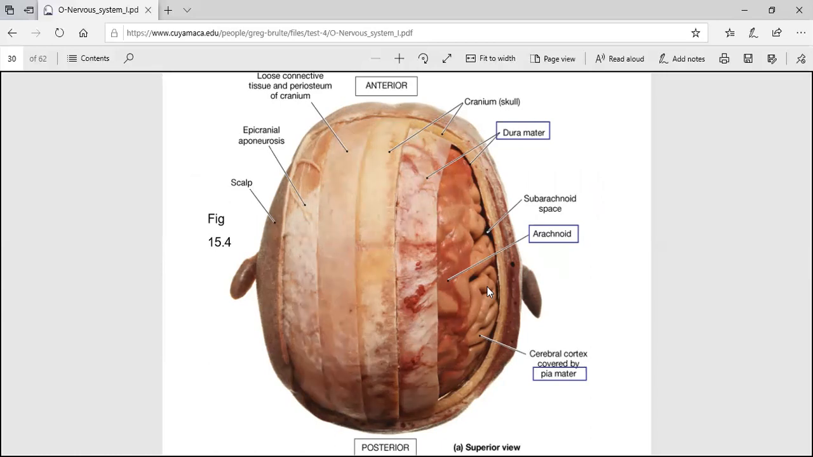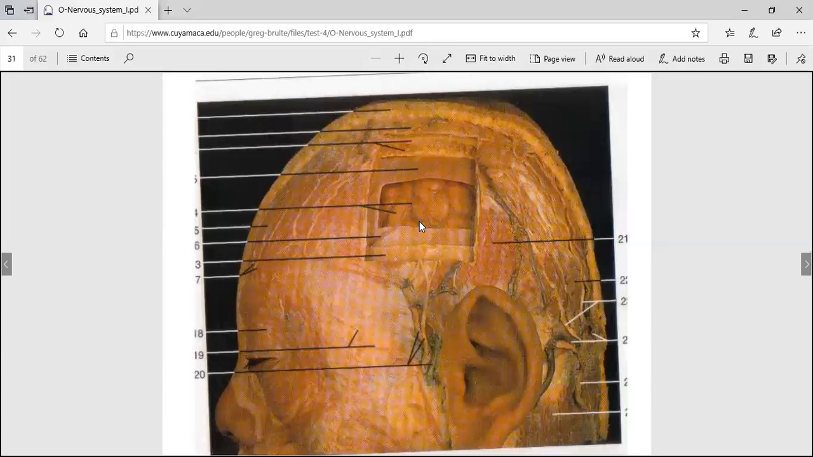The bumps are called gyri. Gyrus is singular, G-Y-R-U-S. And the invaginations are called sulci or sulcus for singular. And that's all covered with pia mater. This pulpy looking stuff, that's arachnoid. And then this right here, this tough stuff, dura mater. So that holds the brain in place and, you know, has a few functions.